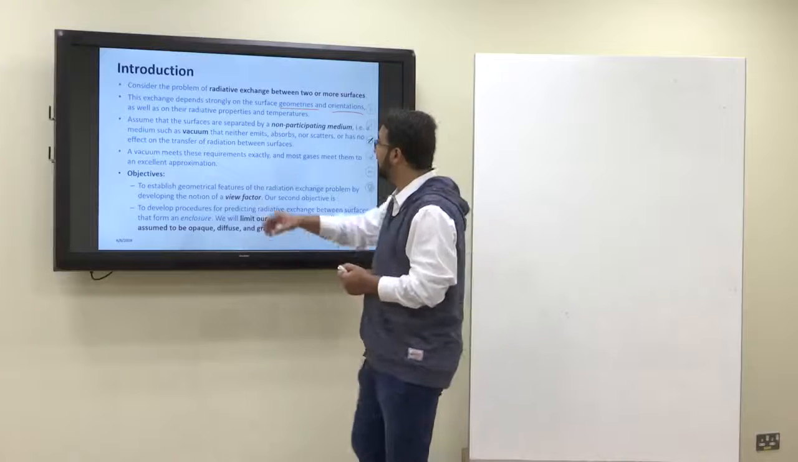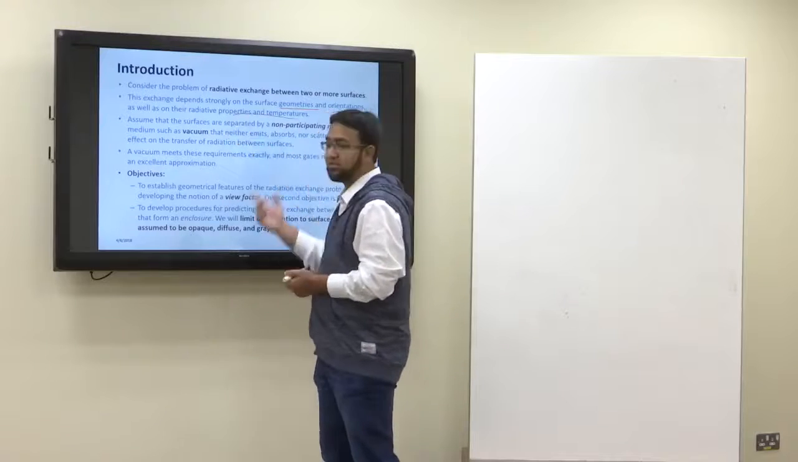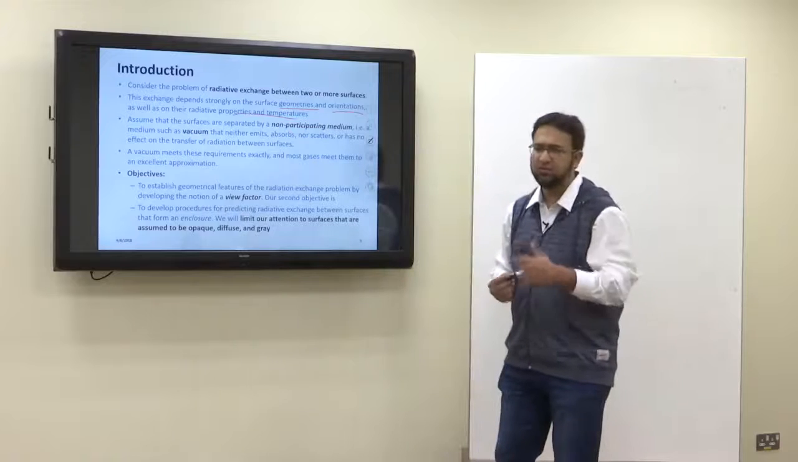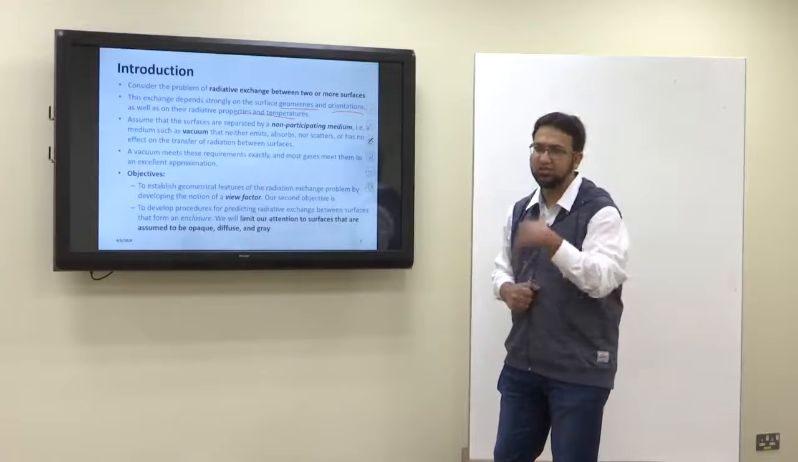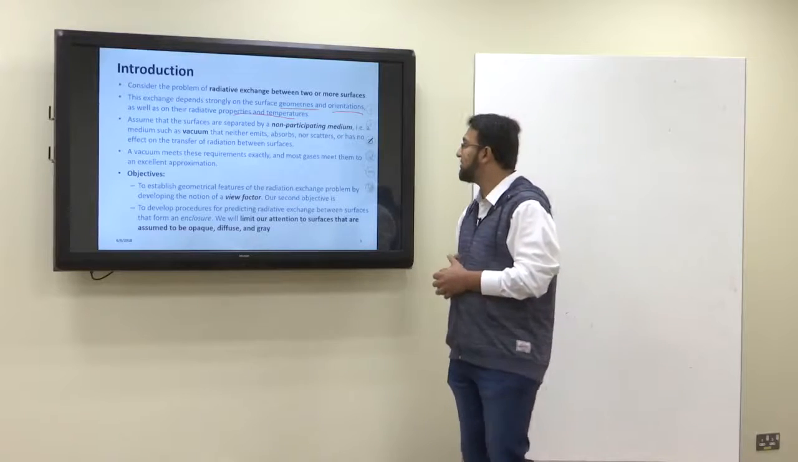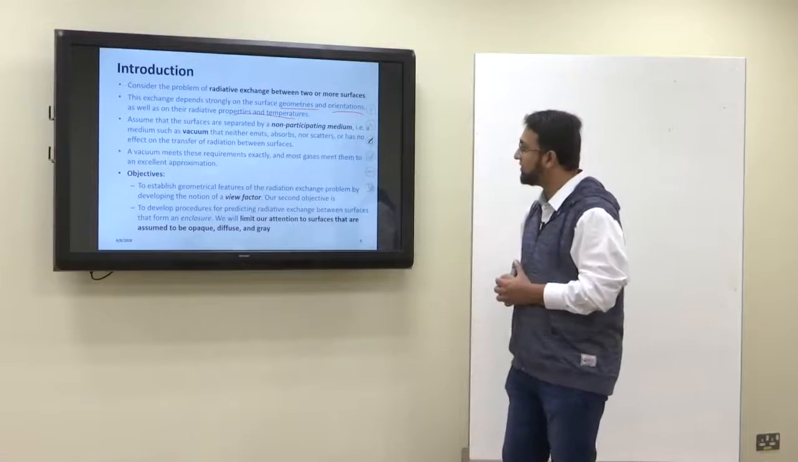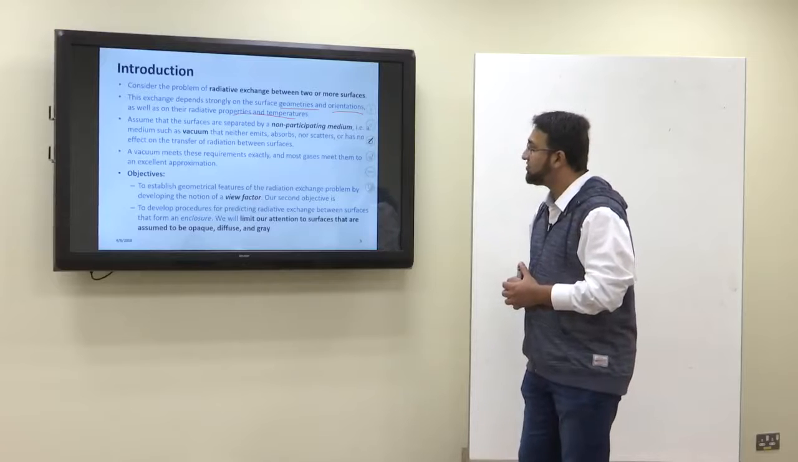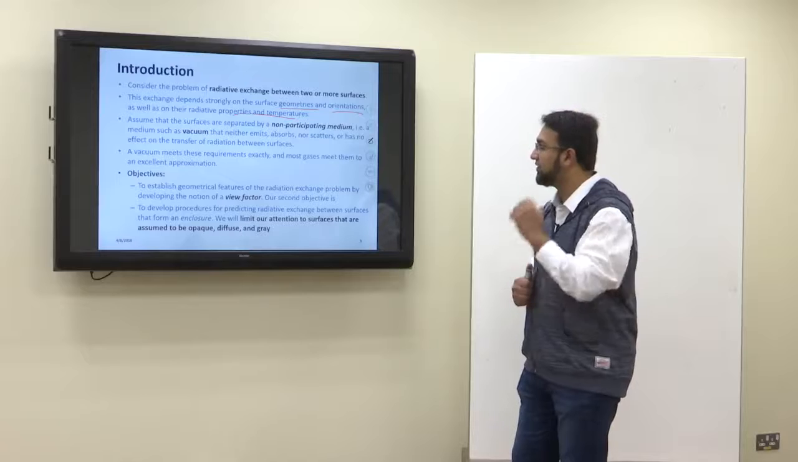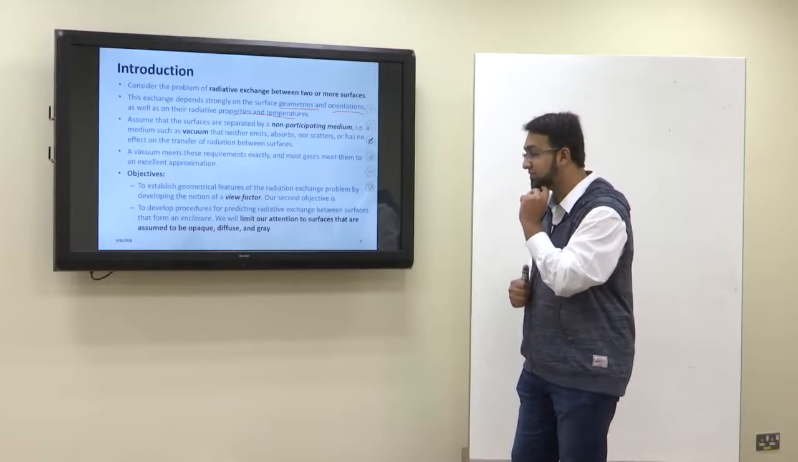As well as on their radiative properties and temperatures. Obviously, it depends upon the temperature and their radiative properties. Radiative properties are emissivity, absorptivity, things like that. Assume that the surfaces are separated by a non-participating medium, a medium such as vacuum that neither emits, absorbs, or scatters, or has any effect on the transfer of radiation between surfaces.